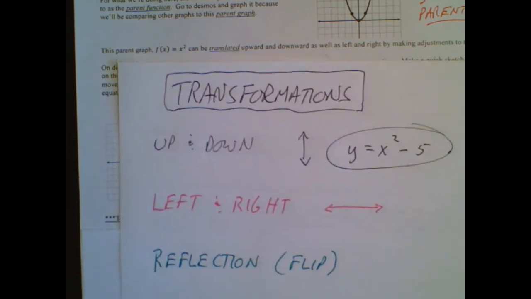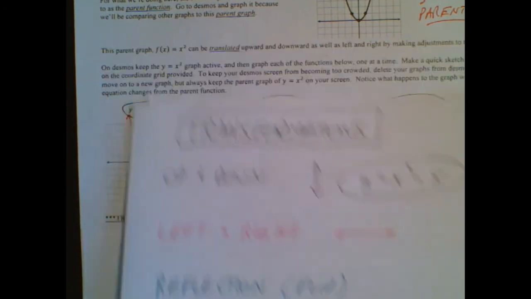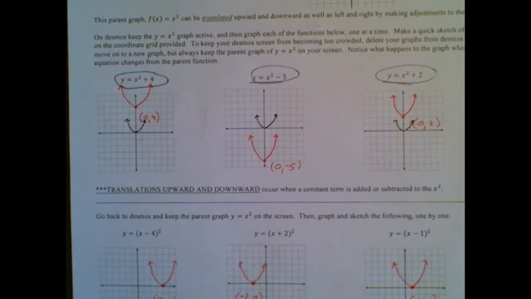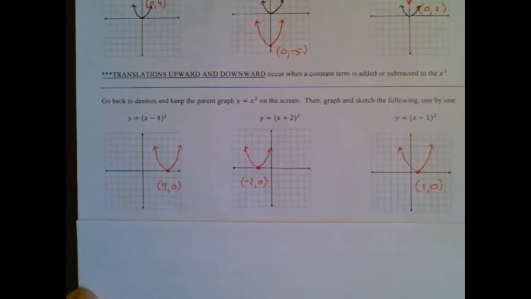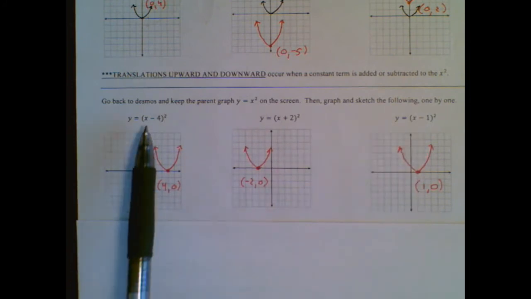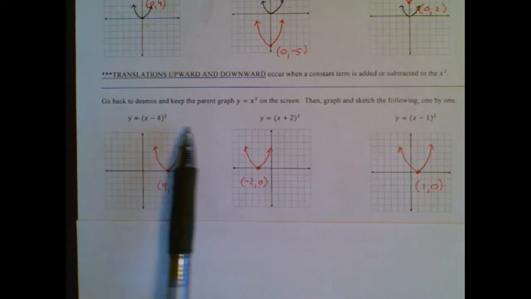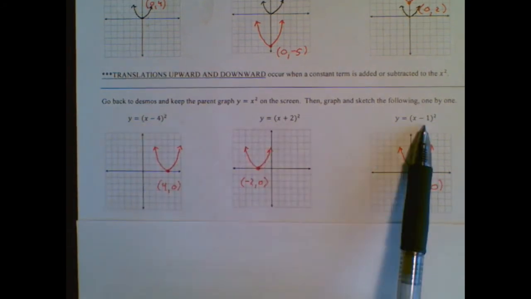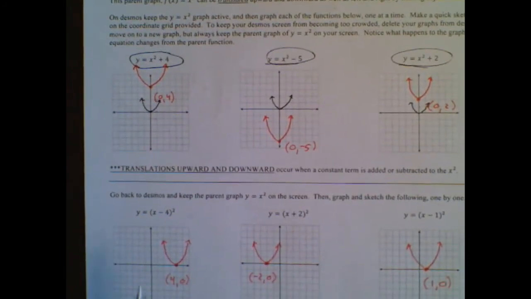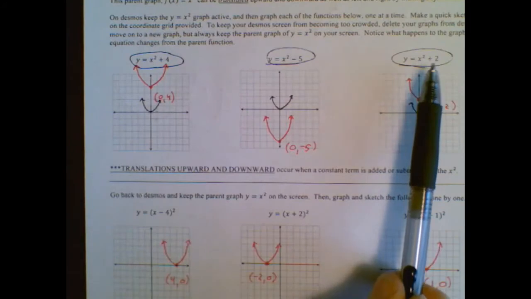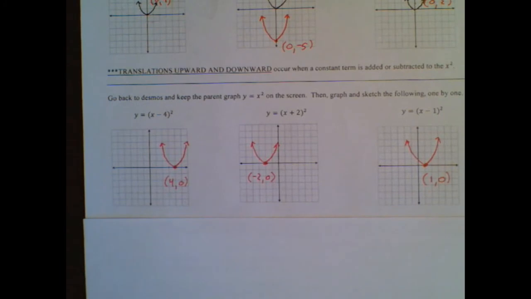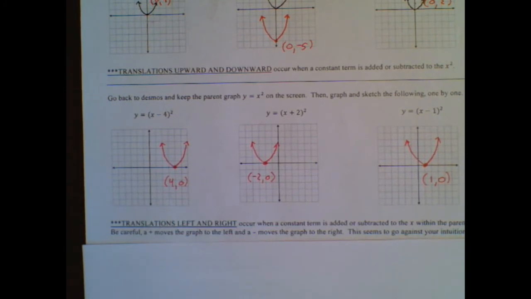Let's take a look now at how we would translate something to the left or to the right. We've got 3 examples down here, and notice these equations definitely look different. Here's a minus 4, but that's inside the parentheses. Here's a plus 2, and here's a minus 1, also inside the parentheses, which is very different than what we had before, where the plus or the minus was separated from the x. This is how we translate to the left or to the right.